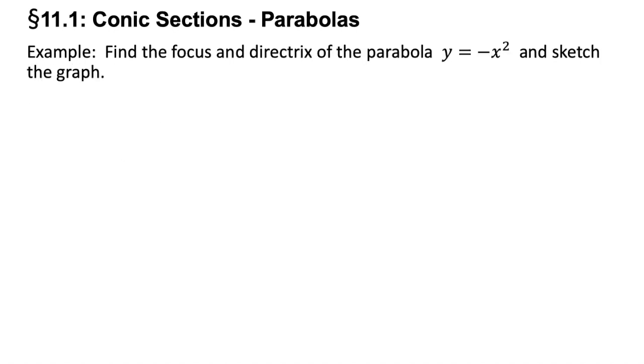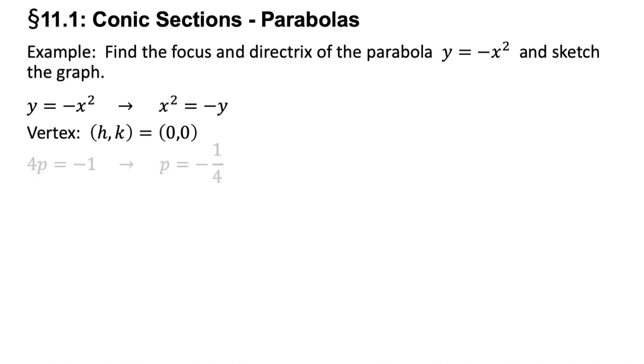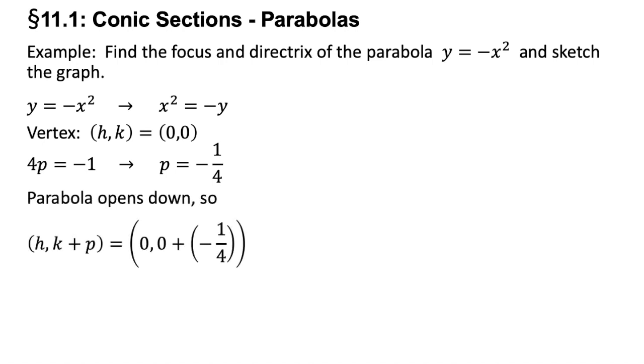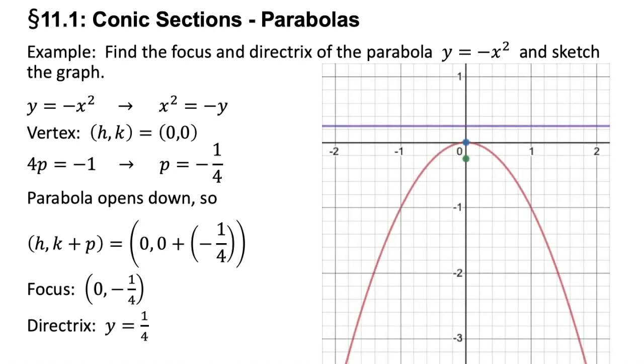In this example, we are asked to find focus, directrix, and graph y equals negative x squared. Y equals negative x squared can be written as x squared equals negative y. And so the vertex is at (0, 0). 4p equals negative 1 implies that p equals negative 1/4, which means that the parabola opens down. And the focus is 1/4 of a unit down from the vertex at (0, negative 1/4). And directrix is y equals 1/4. And the graph represents a parabola opening down with the vertex at (0, 0).